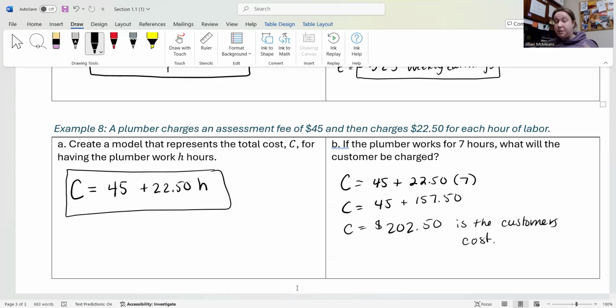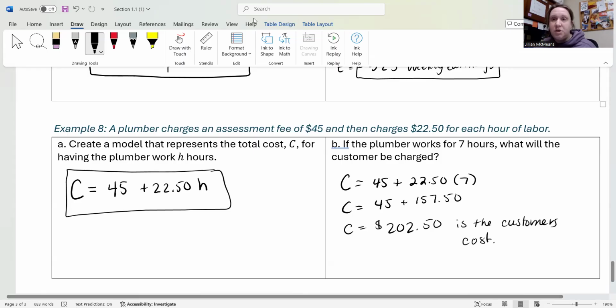Okay. So we've done two things with these formulas and mathematical models. We had situations where we were given a model and we used it to find some estimation or some value. And then we had a separate one, example 8, where we were asked to create the model using direct translation and then use that model to answer some other question. So make sure you can do both.